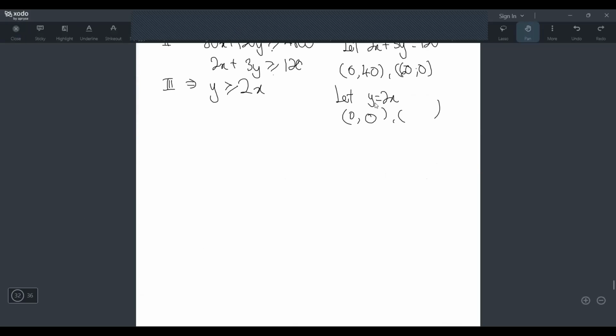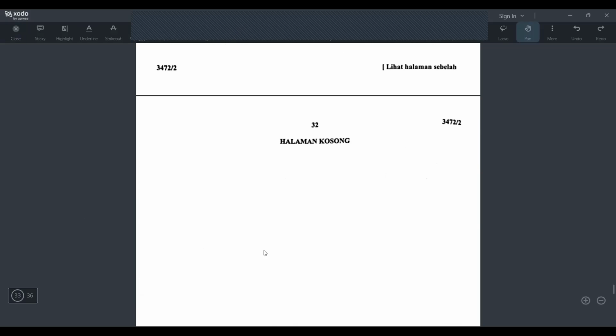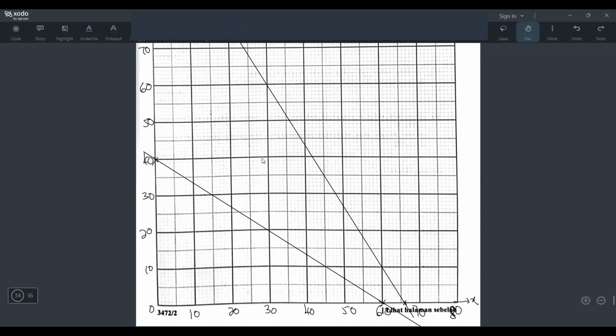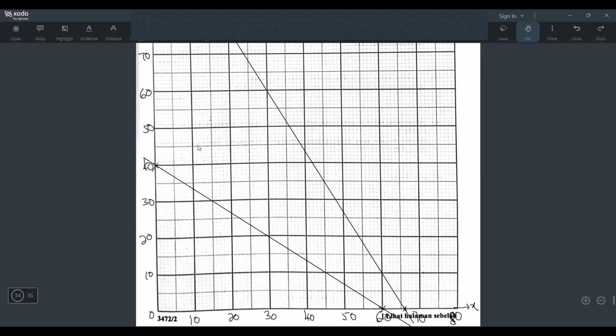So just write the equation now. 2x plus 3y equals 120. Remember to write the equation. The equation is also very important. It's important to write the equation. So let's write it. 2x plus 3y equals 120. Okay, let's go to the last line.